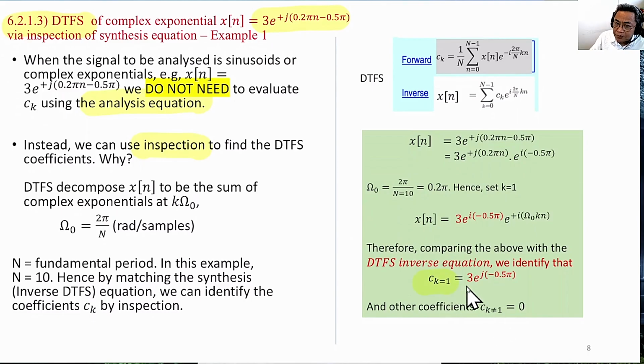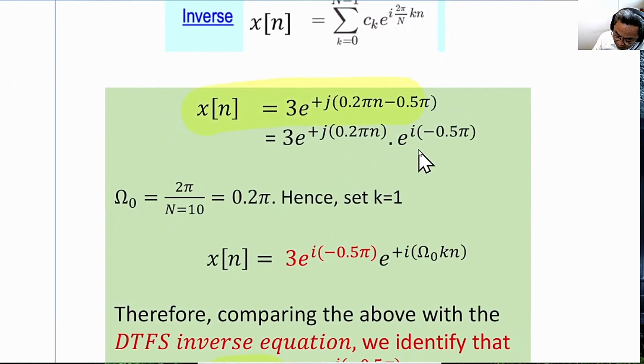And why is this so? Well, let's study x[n] first. This is our x[n], and this is the equation that we begin with: amplitude 3 with omega equals to 0.2 pi and with phase shift of minus 0.5 pi.